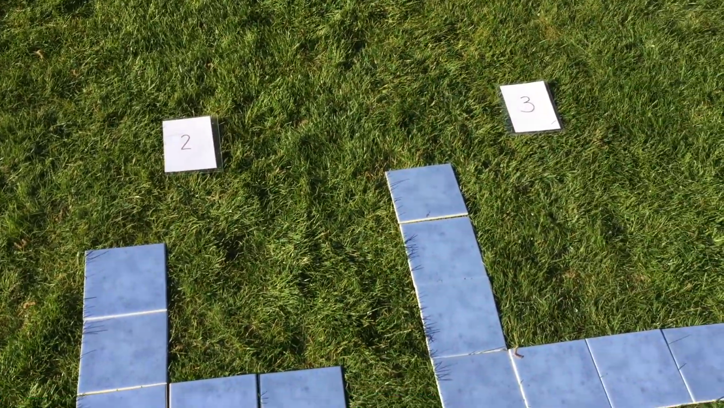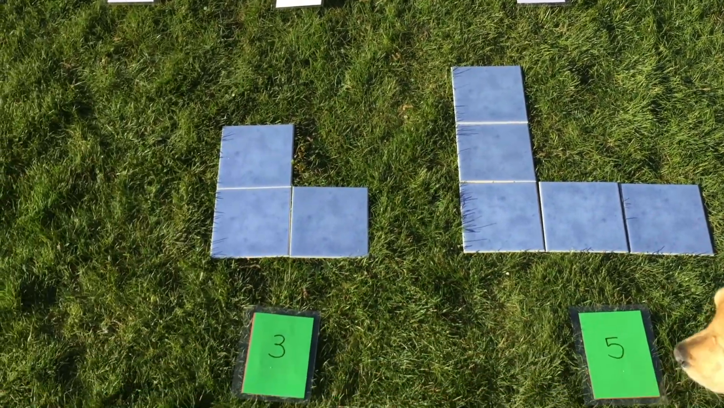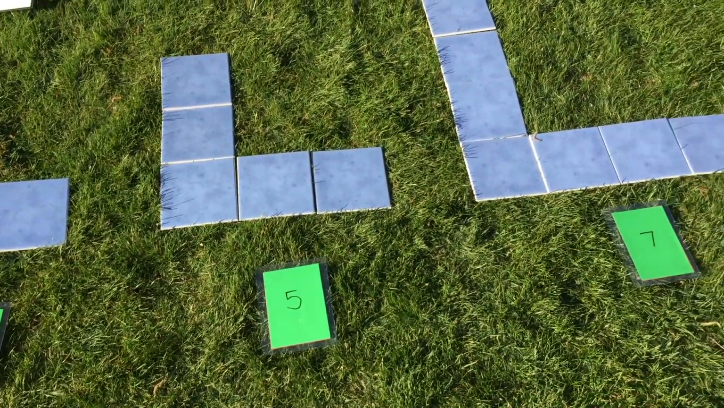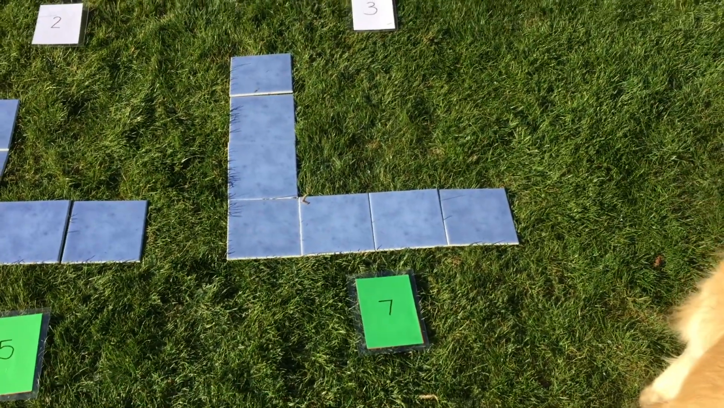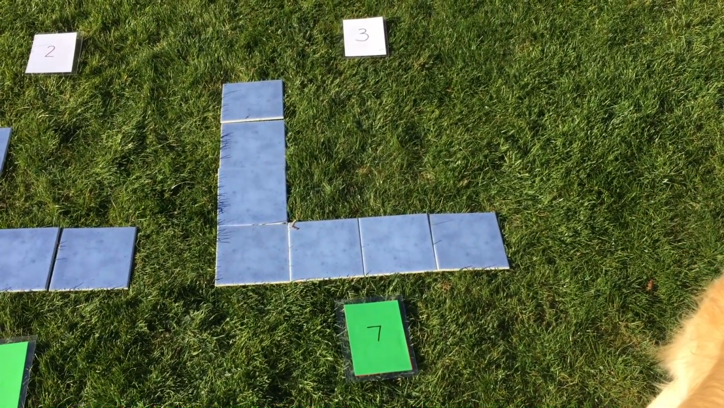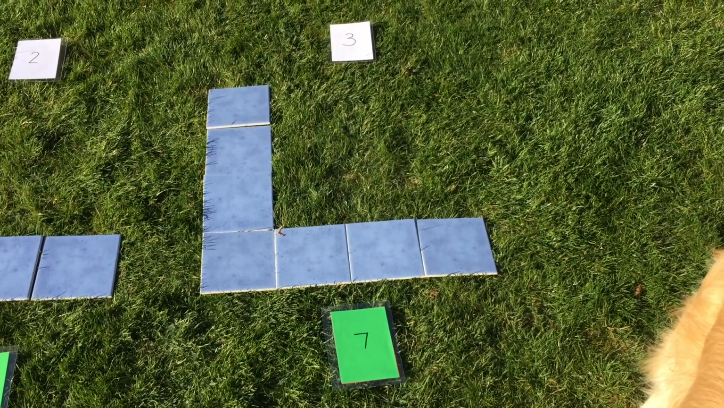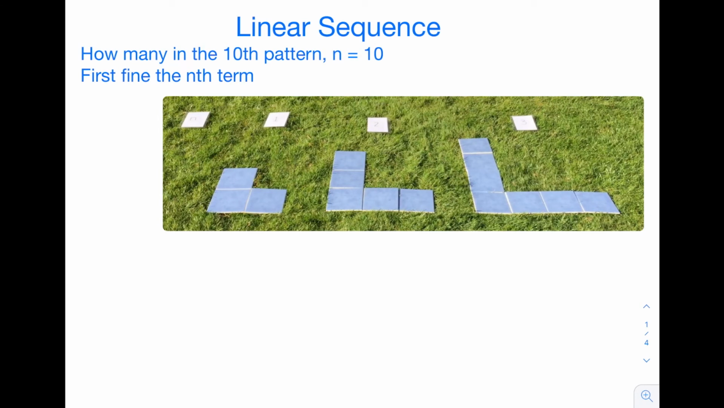So we've got 3 terms in our sequence, and we're counting tiles. We've got 3, 5, 7. We want to know how many tiles are in the 10th pattern. That's when N is 10. How can we find the number of tiles in the 10th pattern without making every pattern in between?